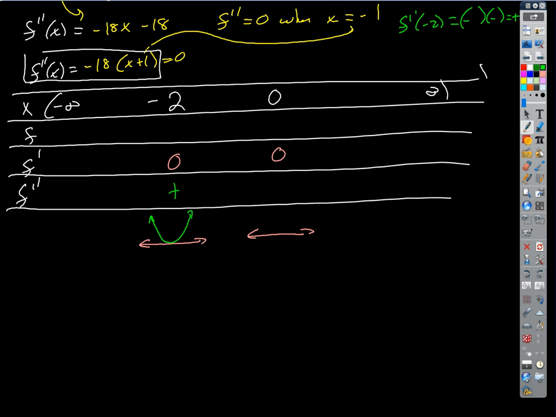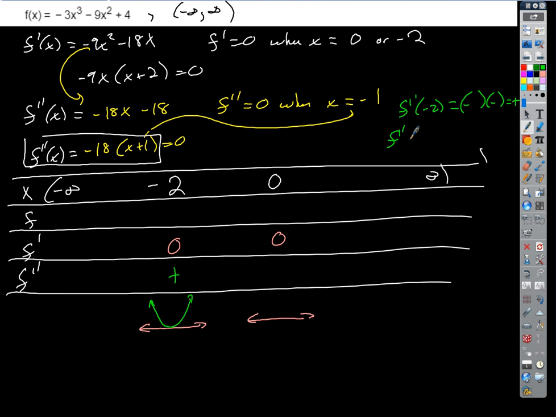Okay, what about over here? What if we try f double prime of 0? What's that give us? So we're going to get negative times positive equals negative. So we got a horizontal tangent, negative concavity. We know what those are, right? You got a relative minimum and a relative maximum.